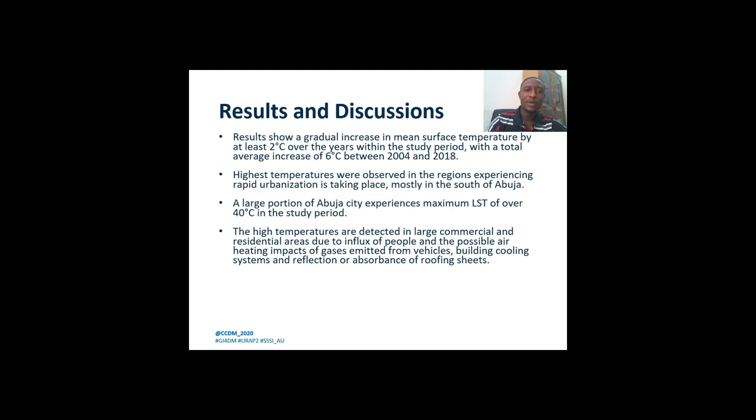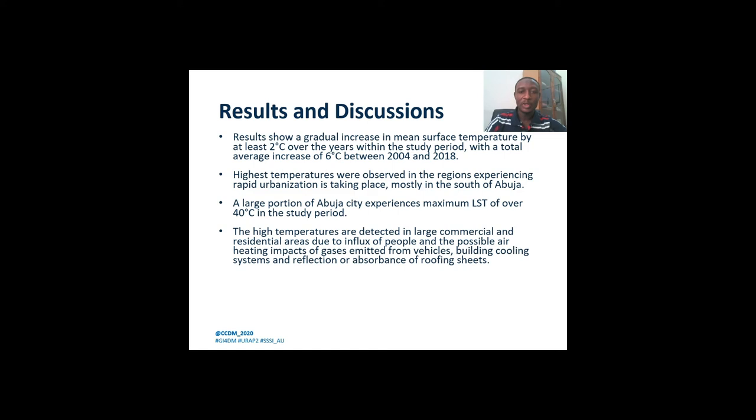Results show a gradual increase in mean surface temperature by at least 2 degrees Celsius over the years within the study period, a total average increase of 6 degrees Celsius between 2004 and 2018. The highest temperatures were observed in regions experiencing rapid urbanization, mostly in the south of Abuja.